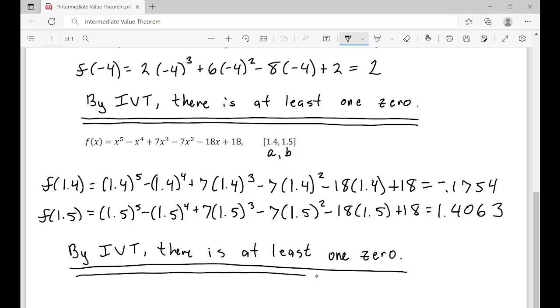Now, everything came out to be negative then positive for all my answers, but that's okay. If it was positive then negative, that's fine as long as one is positive and one is negative. That's all you're really concerned with.